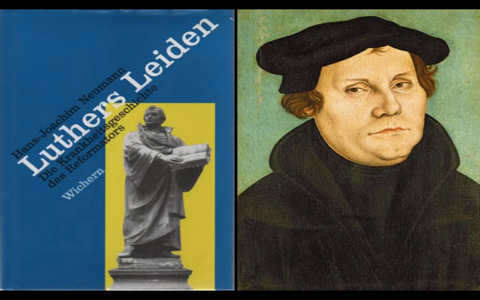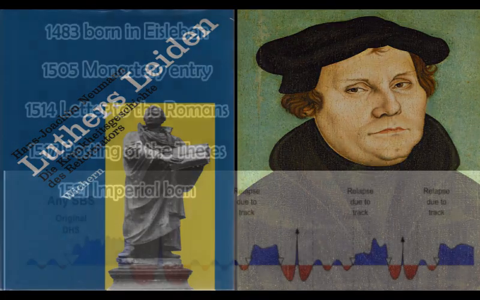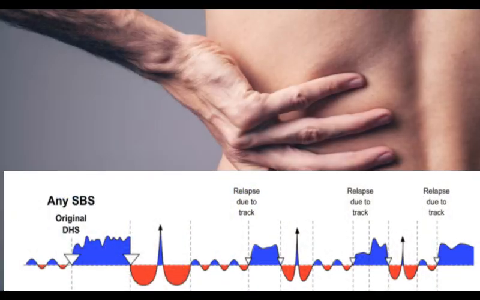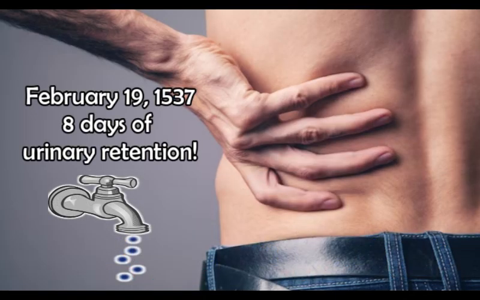Martin Luther's illness story is very well covered in the book Luther's Suffering, researched by H.J. Neumann. The most noticeable thing is his recurring kidney problems. Luther first had urethral colic in 1526. He already had symptoms in 1521. We hear about kidney stones in 1536. On February 8, 1537, he has symptoms again, and on February 19, 1537, it is so bad that he has urinary retention for 8 days.